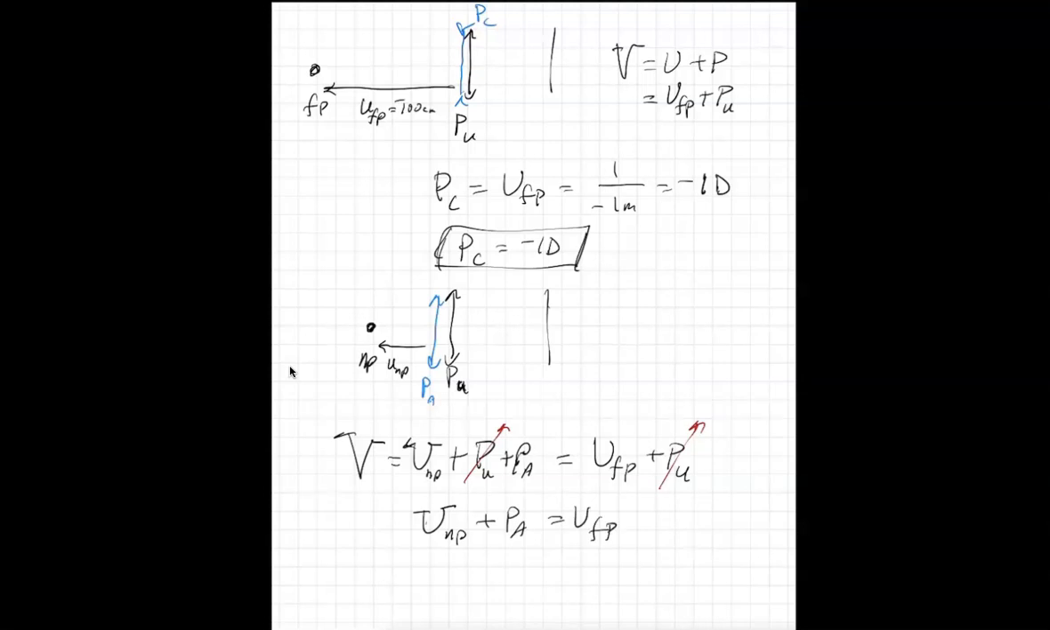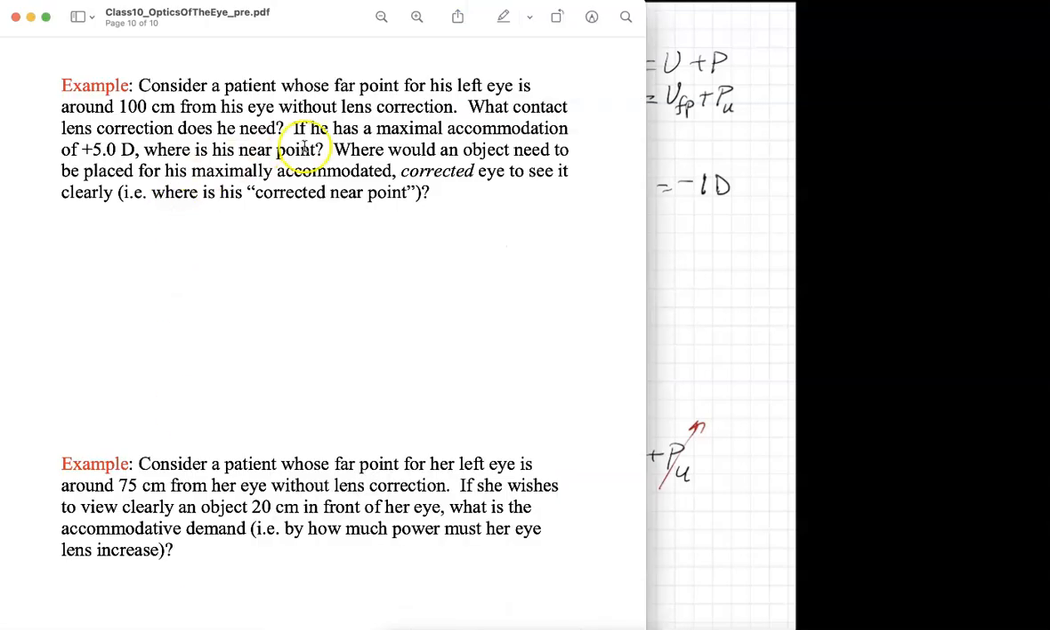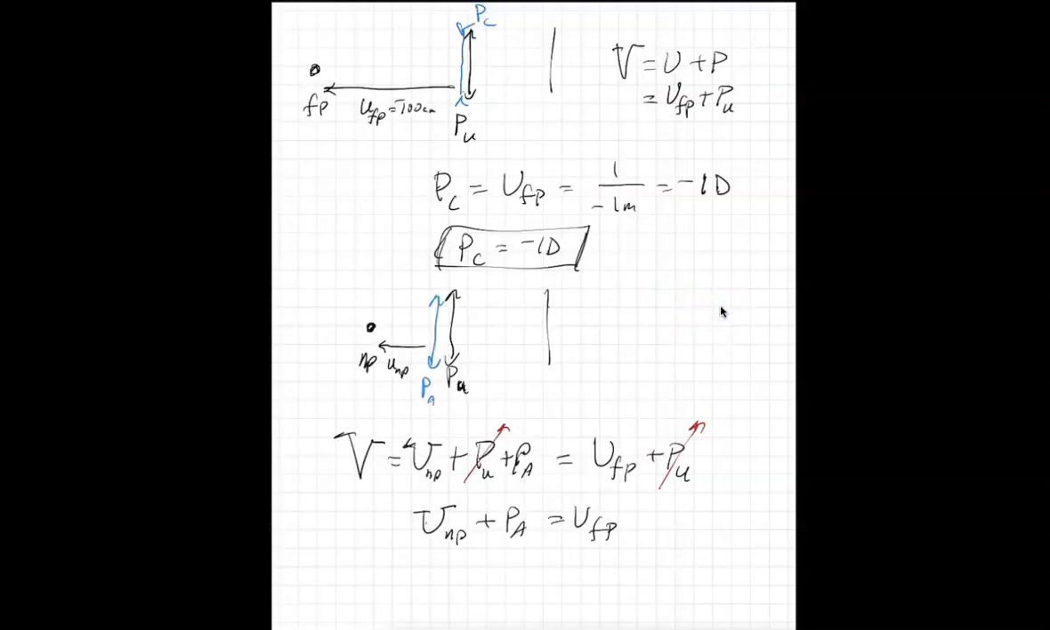And in this case, the problem is asking us where an object would need to be placed, given that the accommodated power is this amount. So we need to find the object distance. Let's solve for it. Near point is the far point minus the accommodated power. The far point vergence we calculated up above was minus 1 diopter, and they told us that the patient has 5 diopters of accommodation. So this is minus 6 diopters for the near point vergence.